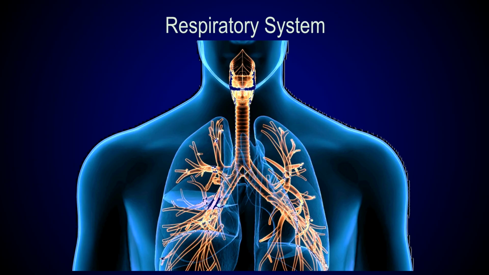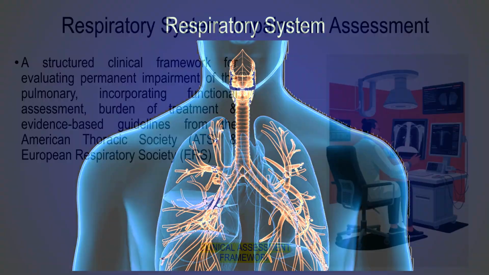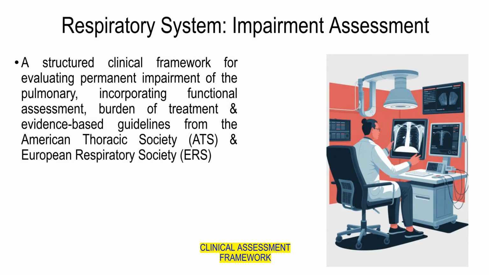This video will focus on the practical applications of assessing permanent impairment related to the pulmonary system. The pulmonary system impairment assessment uses a structured clinical framework. It incorporates functional assessment, burden of treatment, and evidence-based guidelines from the American Thoracic Society (ATS) and the European Respiratory Society (ERS).